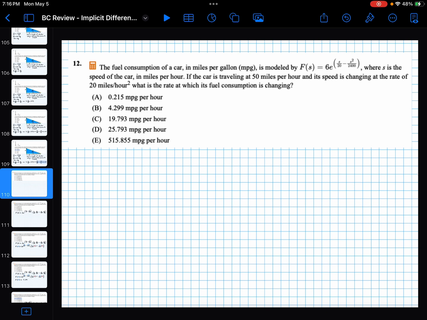Look at what they're asking for. They want to know if the car is traveling at 50 miles per hour and its speed is changing at a rate of 20 miles per hour squared. At what rate is the fuel consumption changing? So they're giving you not just the speed s, but they're giving you the derivative of s, the rate of change, and that's the 20 miles per hour squared. They're giving you ds dt. So this is really like a related rates question, all right?